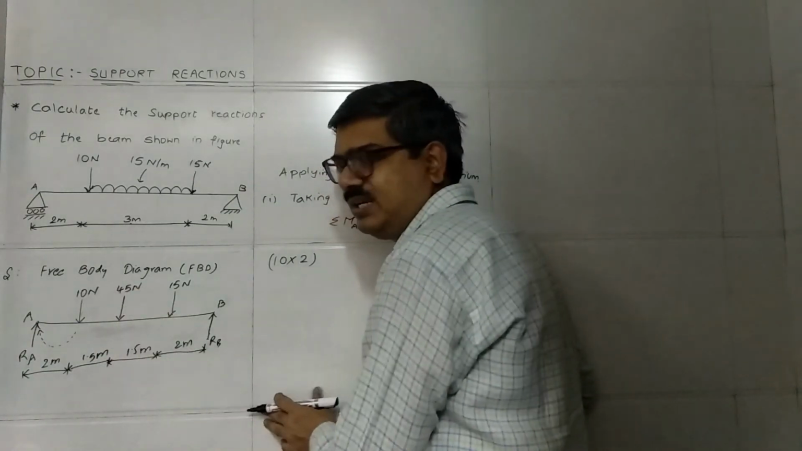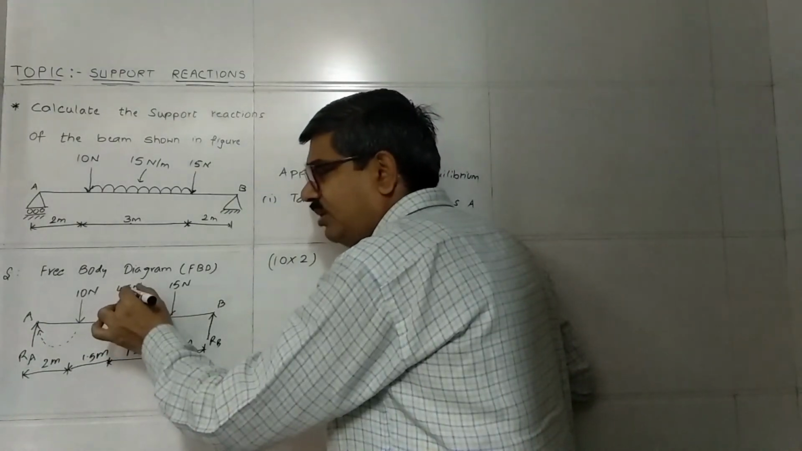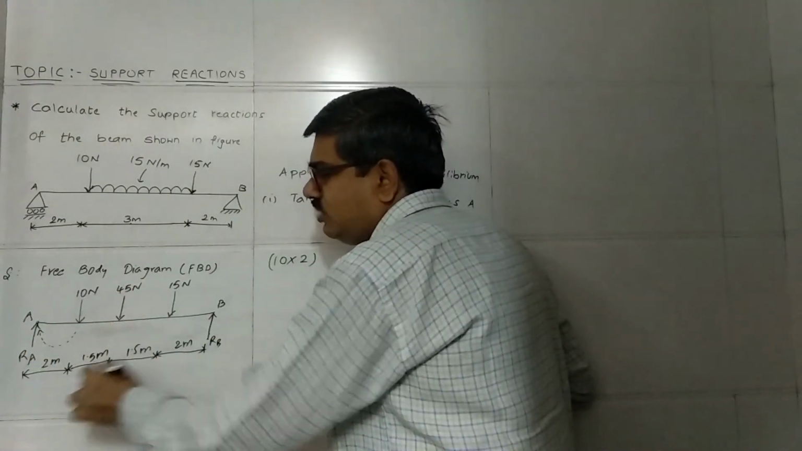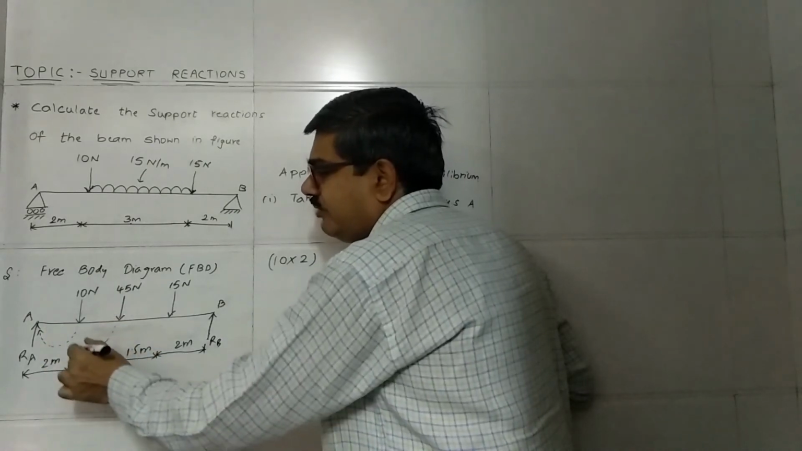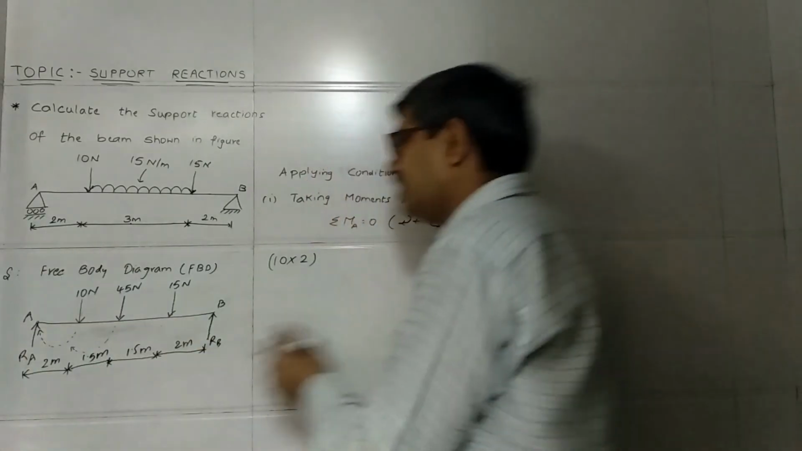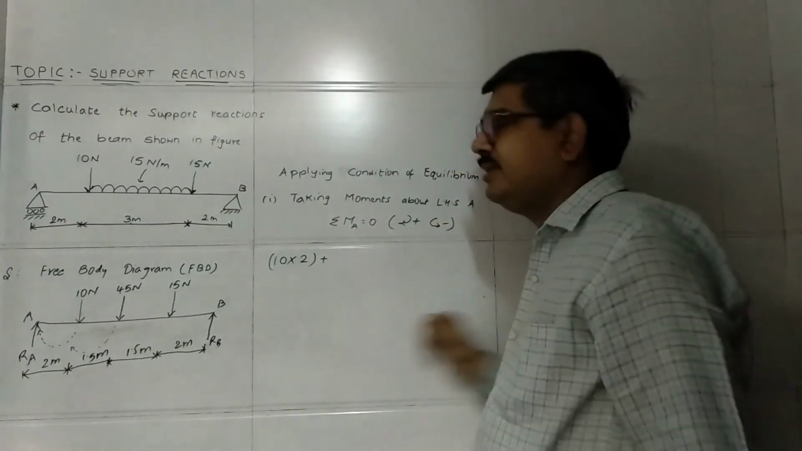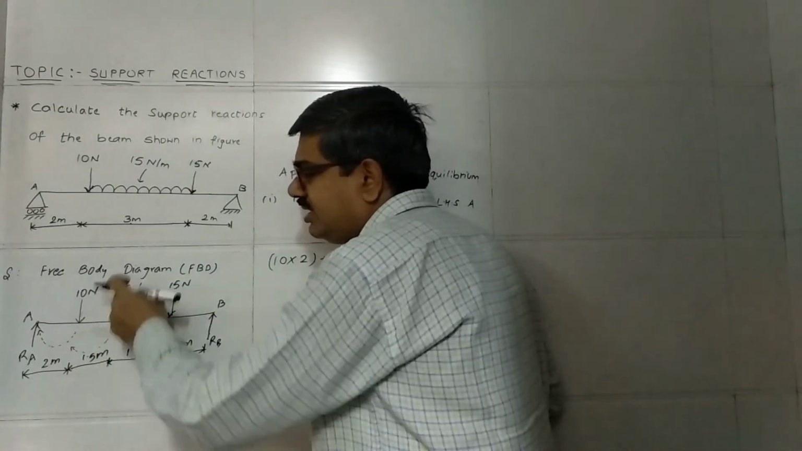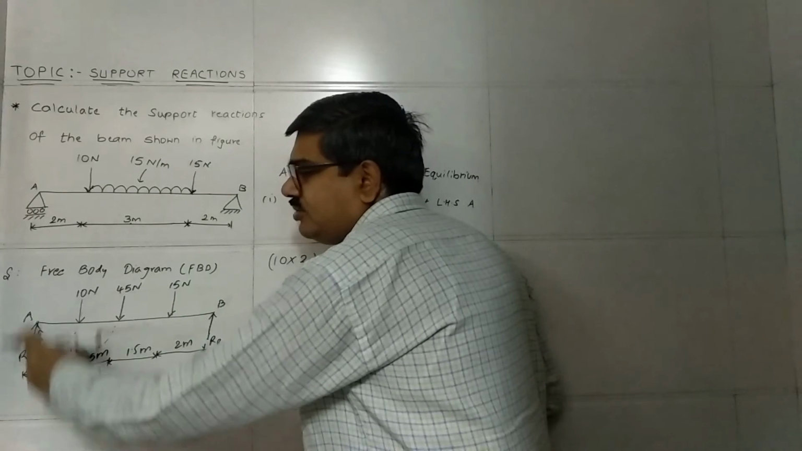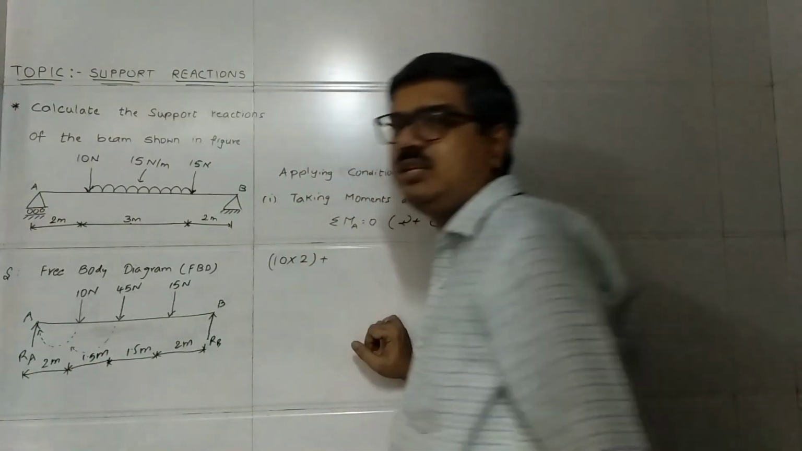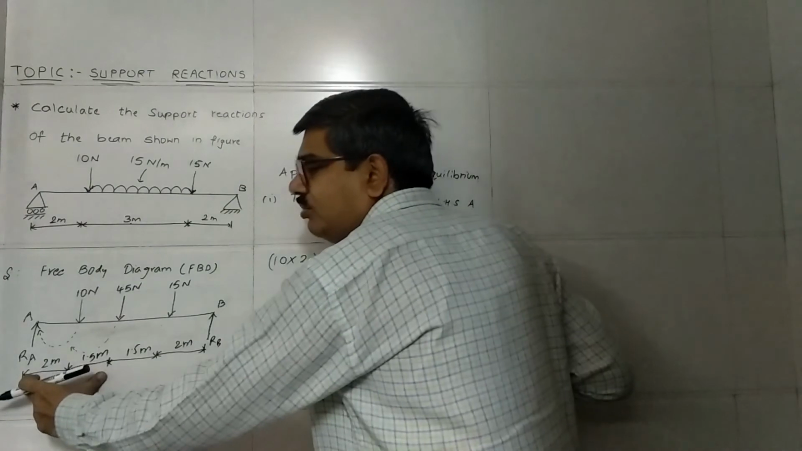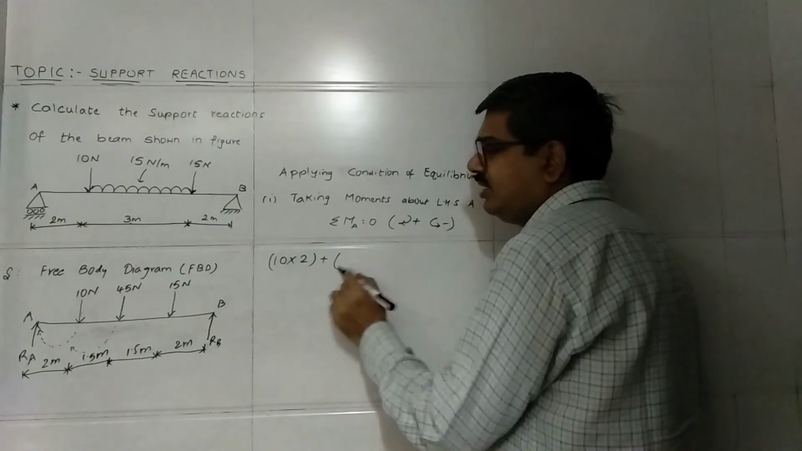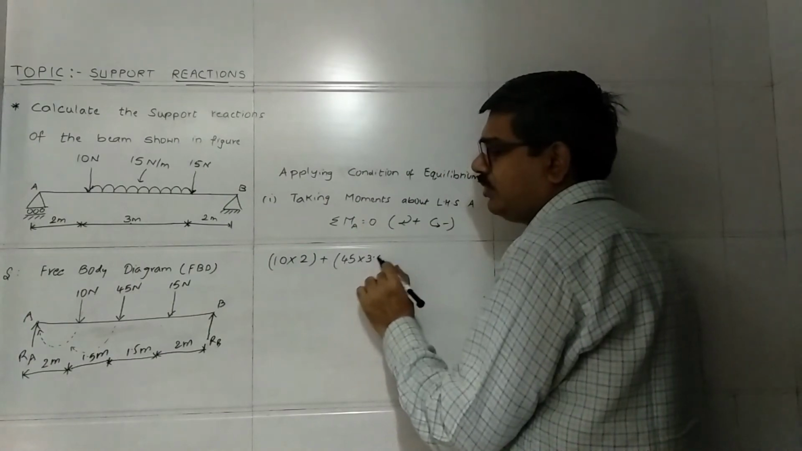Again, now consider the second force, that is 45. Now find the moment of this 45 newtons, again about the same point, support A. Turn this towards A, so it will also turn in clockwise direction. So again positive. Force 45 newtons into the total distance from point A. The total distance from point A is 2 plus 1.5, that is 3.5. So 45 into 3.5, turning clockwise, so positive, plus 45 into 3.5.